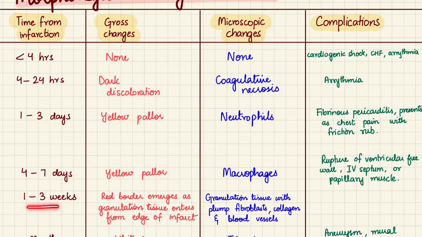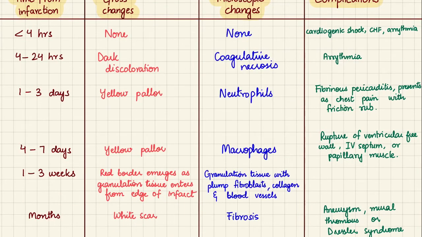1 to 3 weeks later, we'll have a red border which will emerge between the viable tissue and the infarcted tissue, because the healing is going to start. Fibrosis, because since we know that the heart cells cannot regenerate, the healing is going to occur via scarring or fibrosis. So there will be granulation tissue that will start to enter from the edge of the infarct. Microscopically, the granulation tissue will have fibroblasts, collagen, and blood vessels.